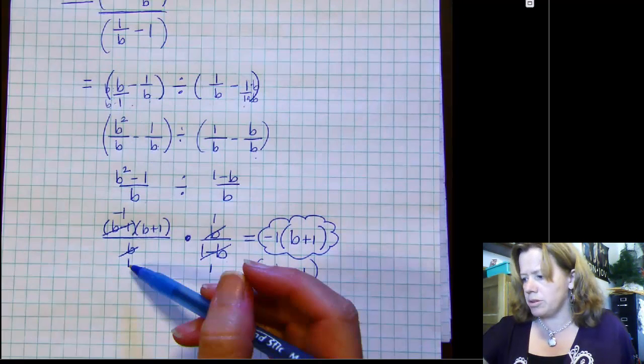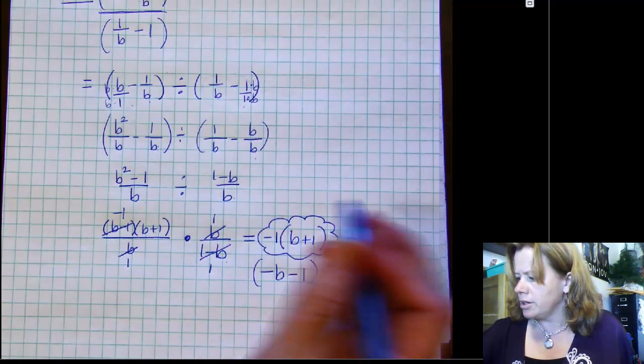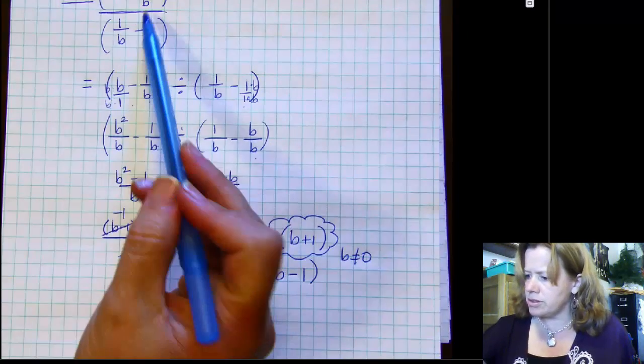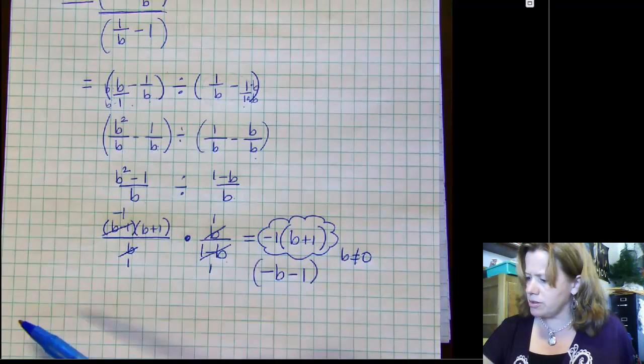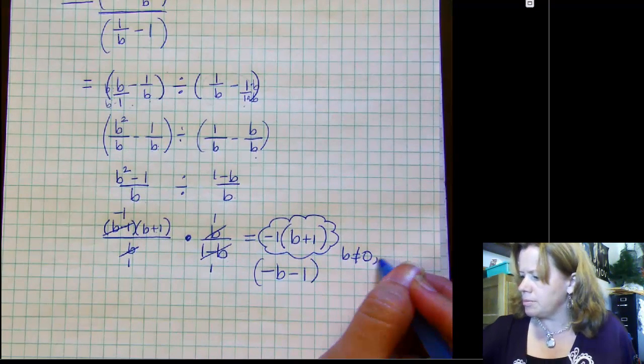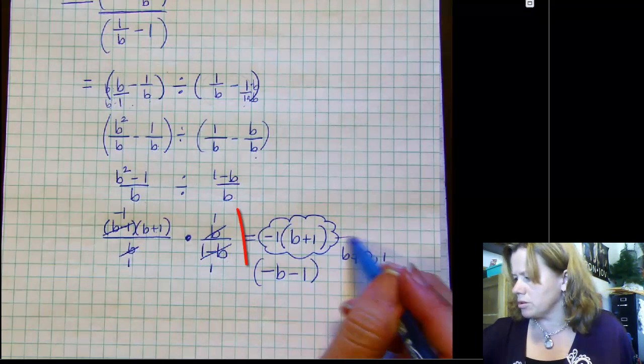Do keep in mind you want to talk about values that make your fractions undefined. So here b cannot equal 0 because all along these denominators that would break any of those fractions. Also here b cannot be 1 because 1 minus 1 would force that whole denominator to be 0. So there's your complete answer.